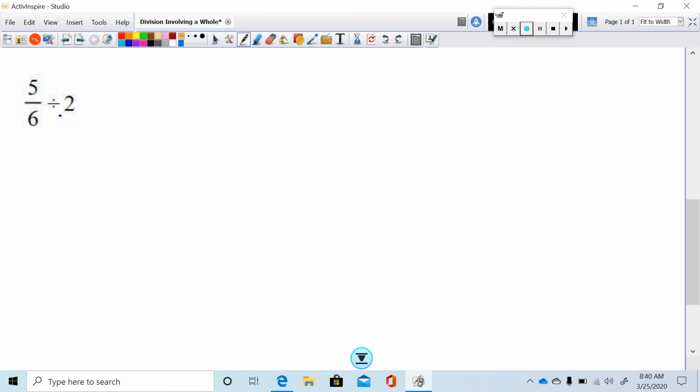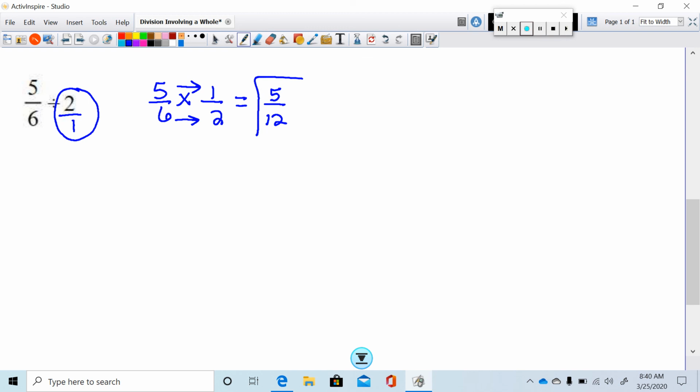Make all whole numbers a fraction by putting a 1 on the bottom. Keep the first fraction like it is. Change division to multiplication. Take the second fraction and flip it. Multiply straight across. 5 times 1 is 5. 6 times 2 is 12. It cannot be simplified.